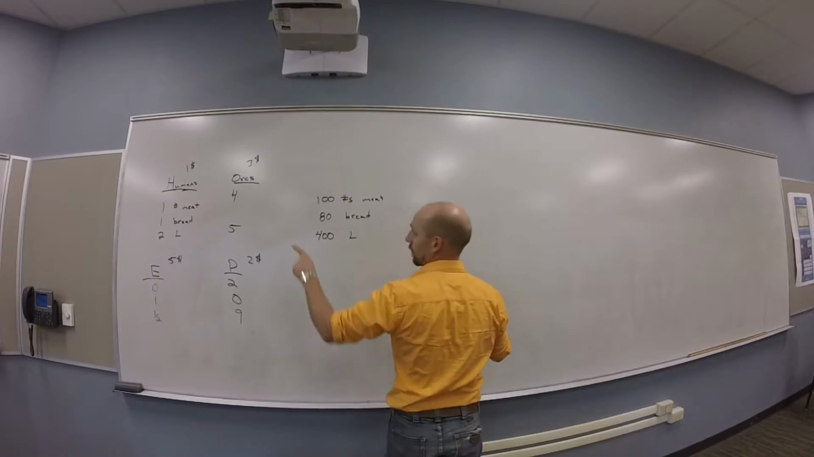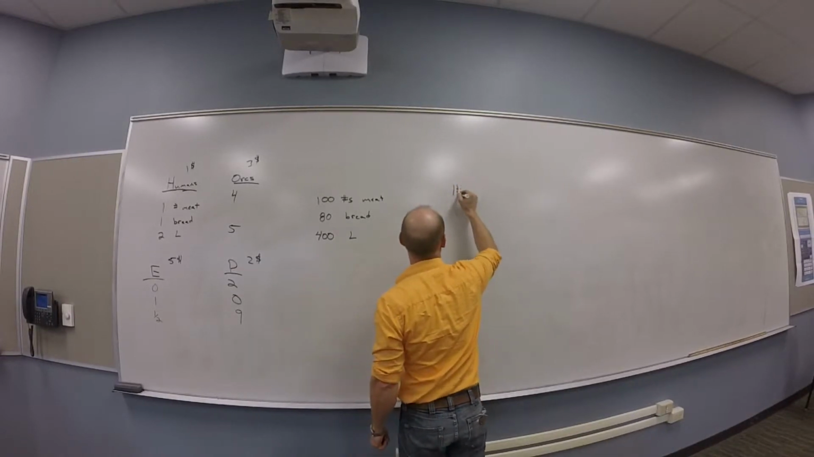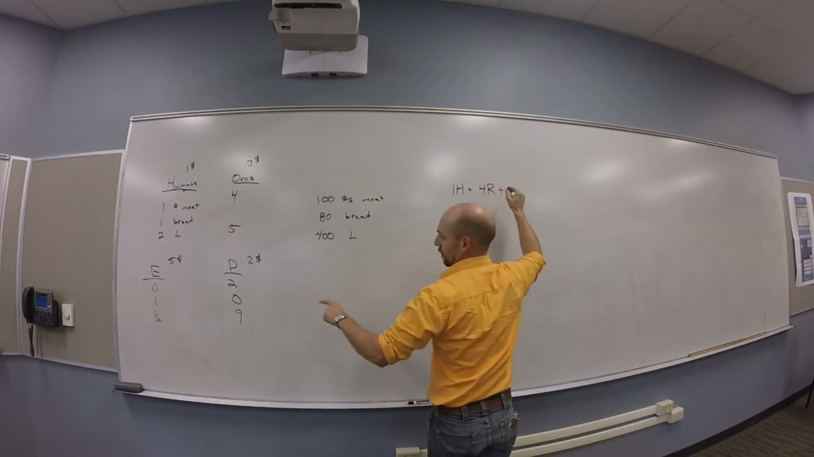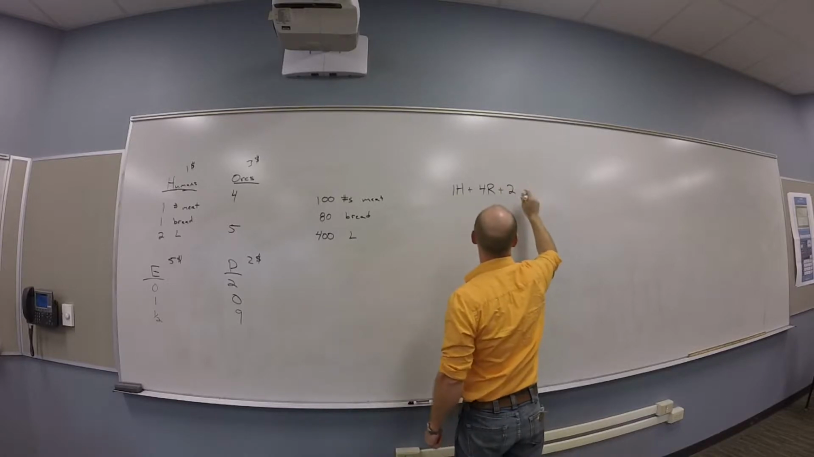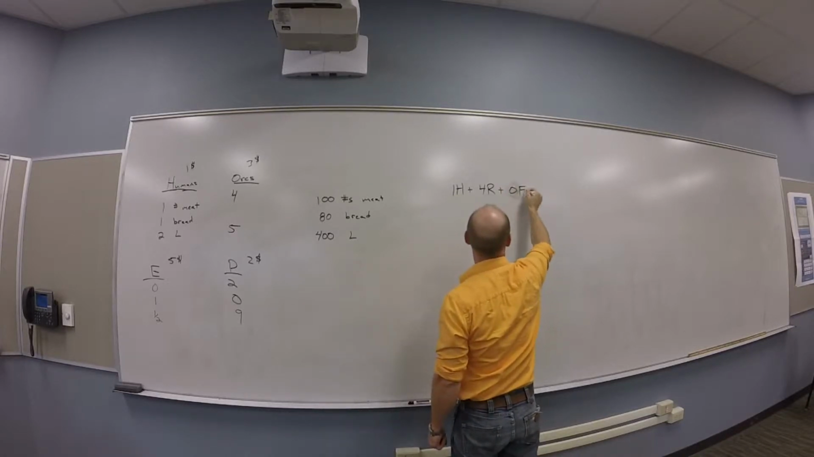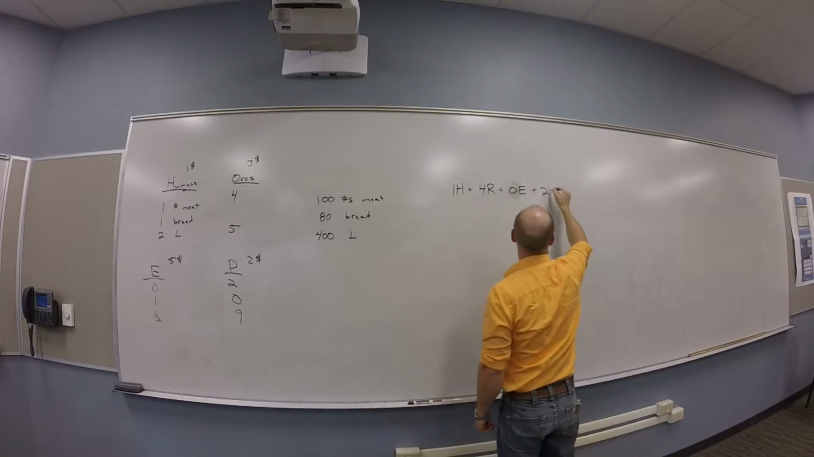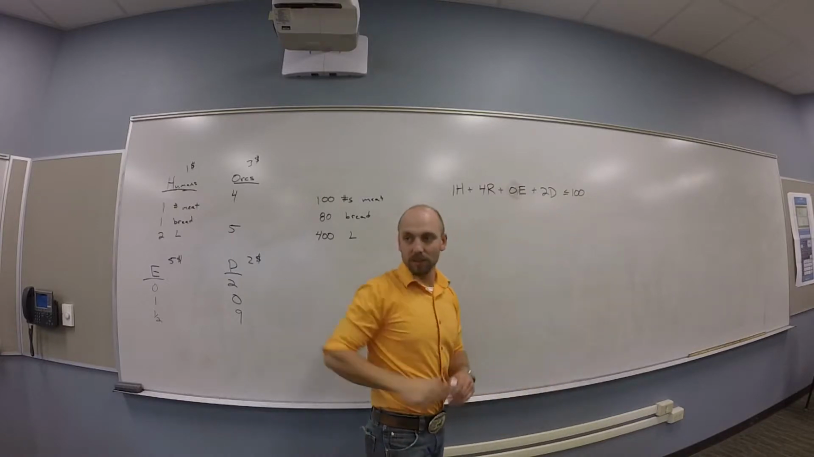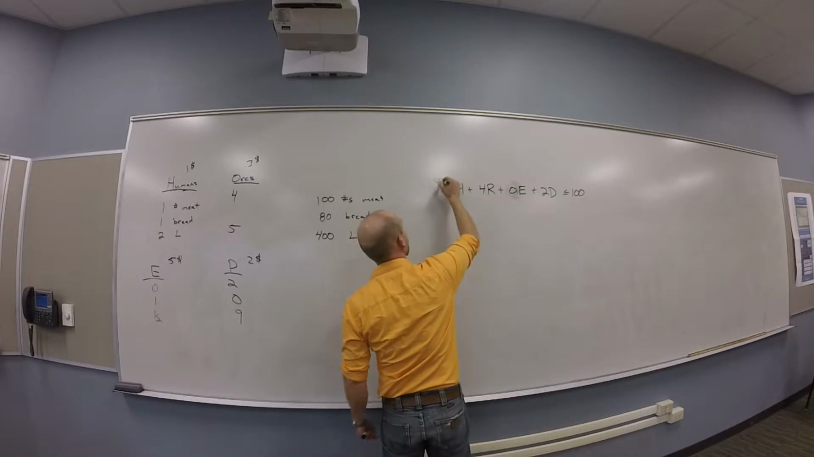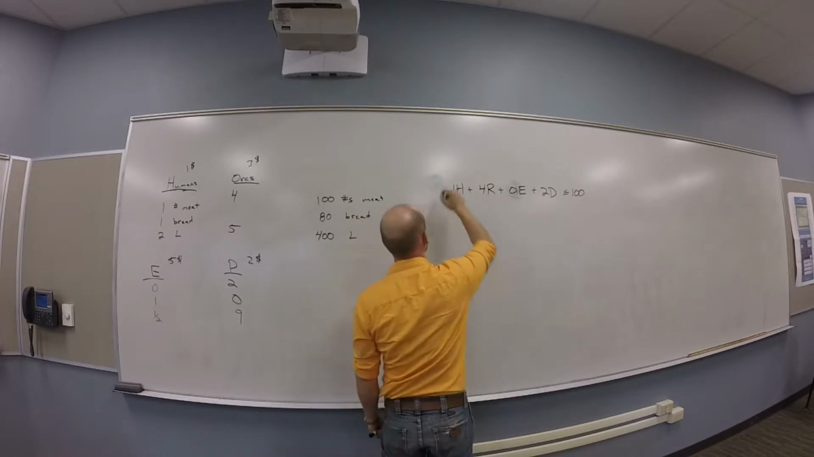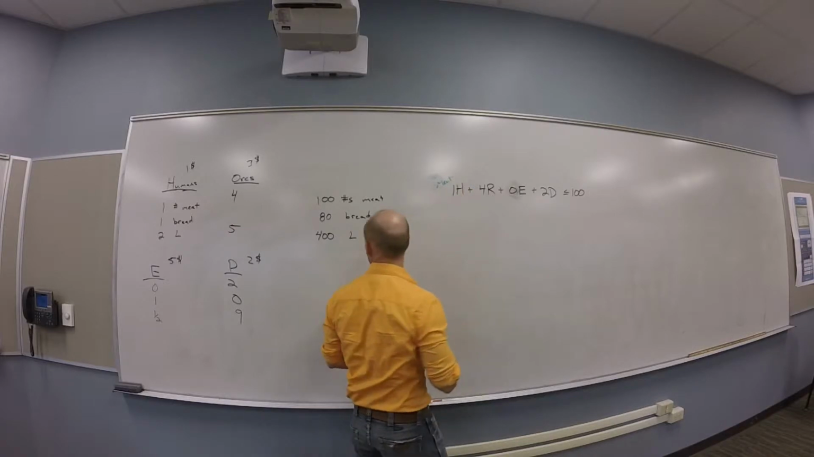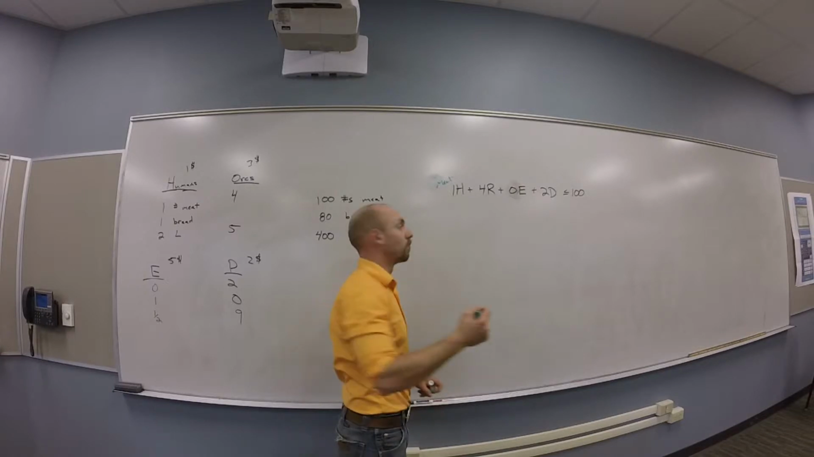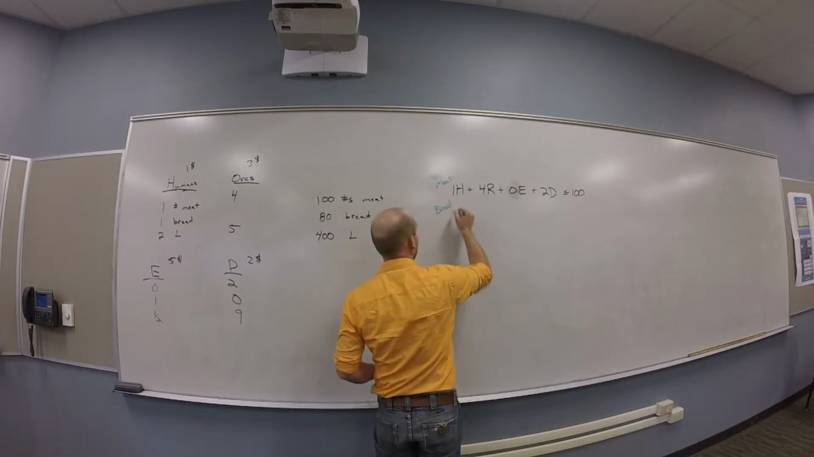1H plus 4R plus 2D plus y1 equals 100. Elves don't eat meat, so I'm going to put a 0 for elves: 1H plus 4R plus 0E plus 2D is less than or equal to 100. Okay, so this equation is what constraint? Meat. That's your meat constraint. There's also a bread constraint and a beer constraint.